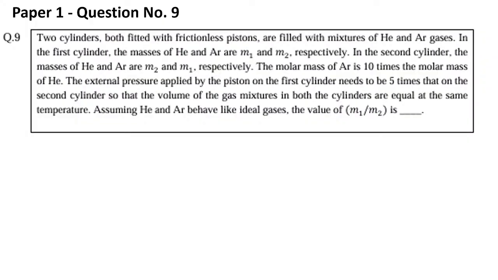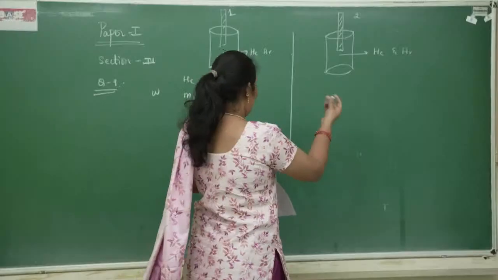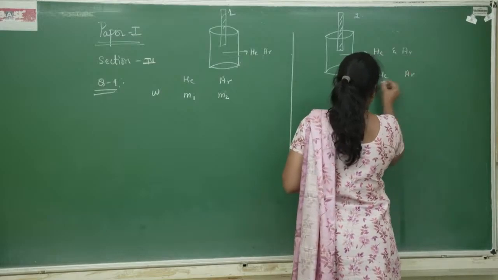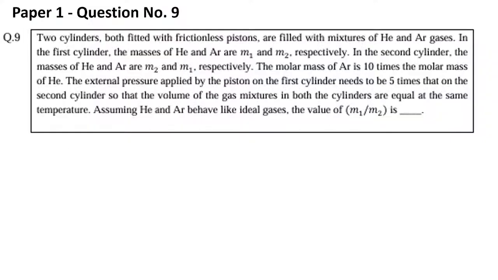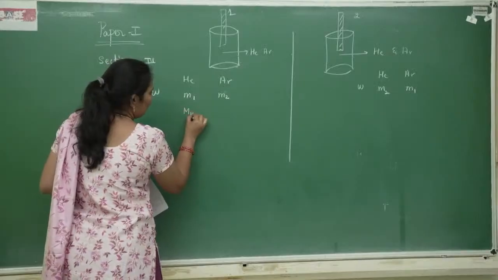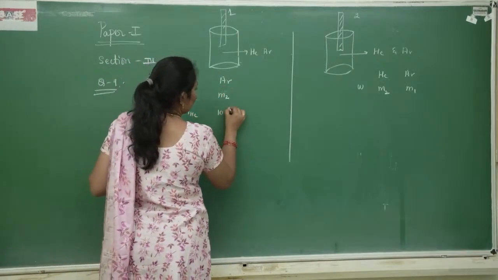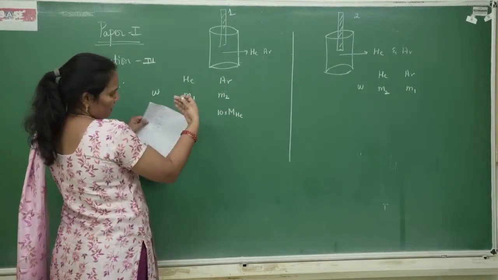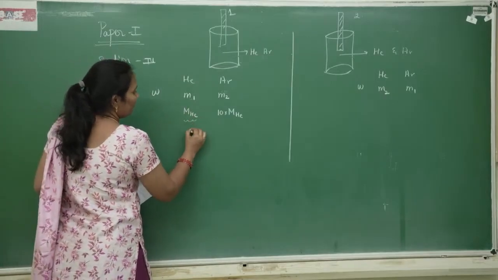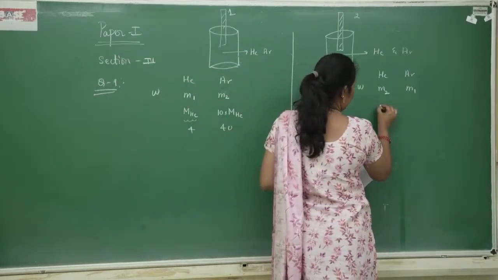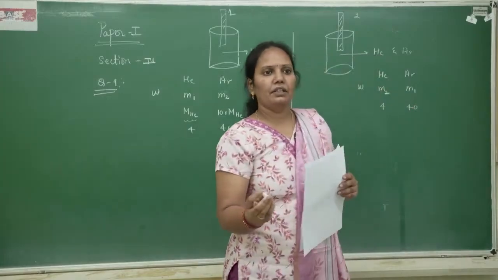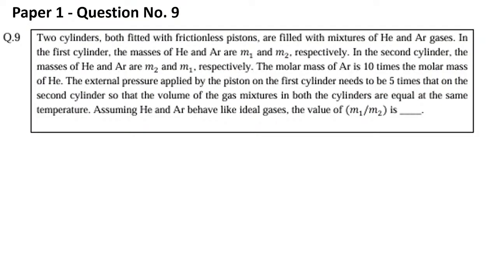In the second cylinder, the masses of helium and argon are M2 and M1. It will be exactly opposite. Therefore, helium and argon, the given mass will be M2 and M1 respectively. That's what is given. Then, the molar mass of argon will be 10 times the molar mass of helium. Even if you substitute the actual values, the molar mass of helium will be 4 and that of argon will be 40. The same thing is valid here also, it will be 4 and 40.